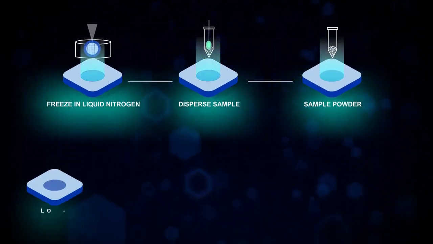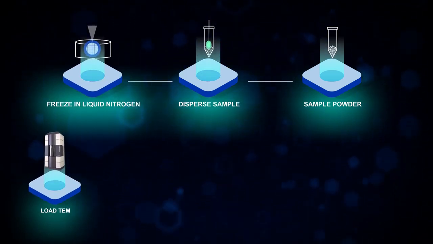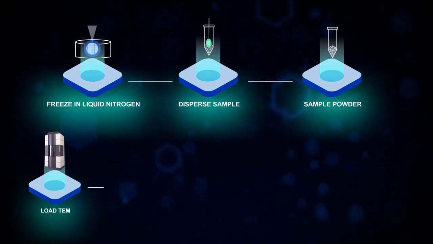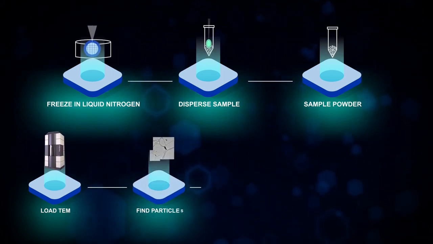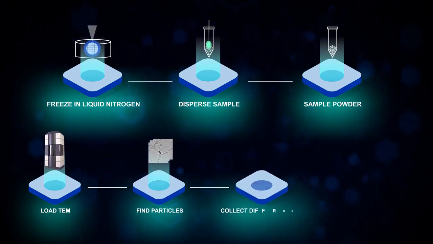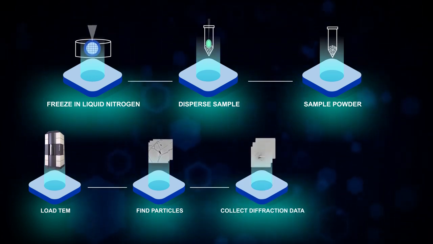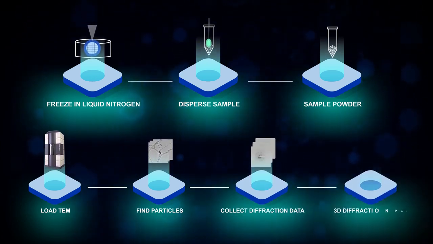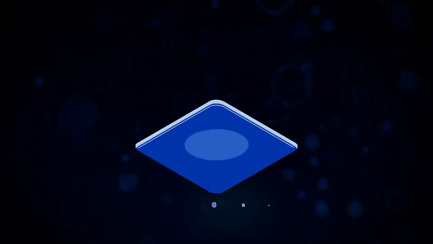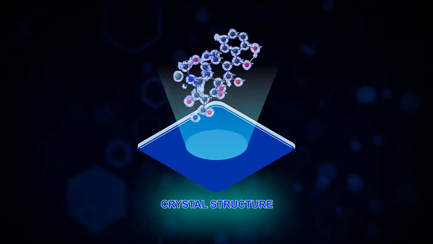The sample is loaded into the TEM and the imaging mode is used to identify microcrystals on the grid. Once suitable crystal particles are identified, diffraction data is collected on each of the microcrystals. The diffraction datasets are pooled to obtain a three-dimensional diffraction pattern. Using the 2D diagram of the molecule and the electron density, a solved crystal structure is proposed. Now that we know the basics of a MicroED experiment, let's look at two case studies.